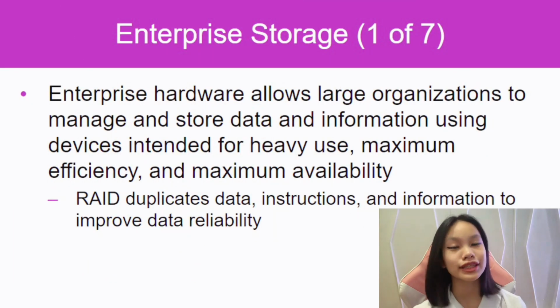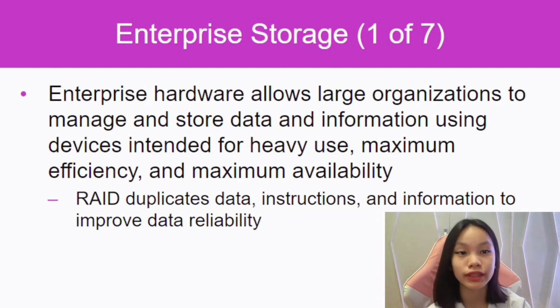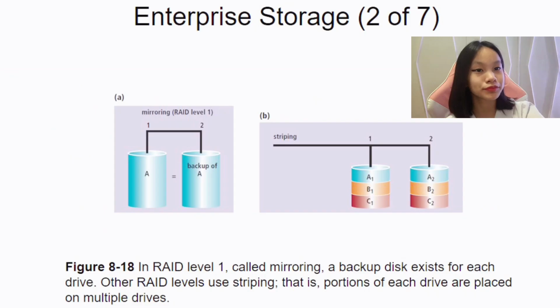Our next topic is called enterprise storage. Enterprise hardware allow large organizations or many people to modify and manage data using devices intended for heavy use. Redundant array of independent disks, or RAID for short, duplicates data in order for them to be more reliable. There are two ways that RAID duplicates data. The first one is called mirroring and the second is called striping.